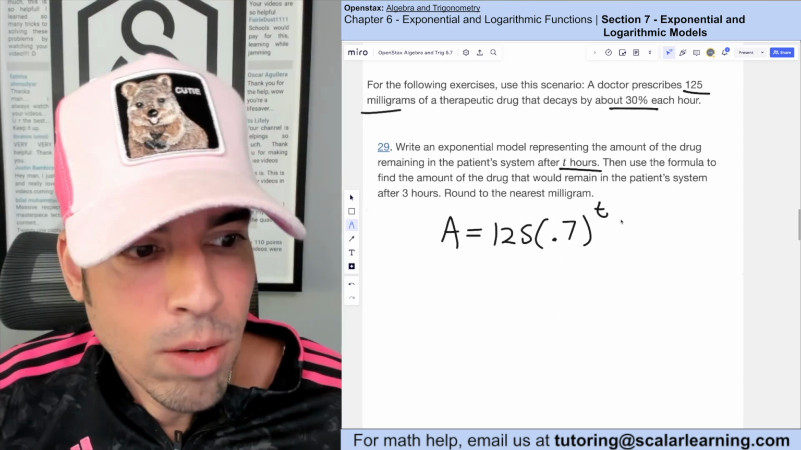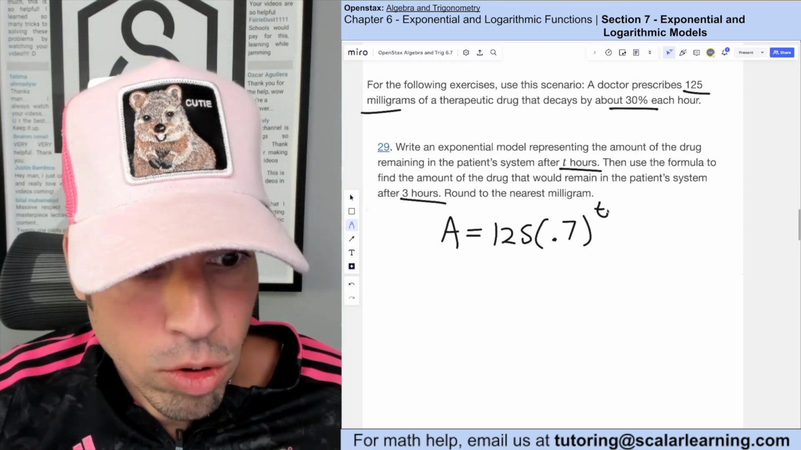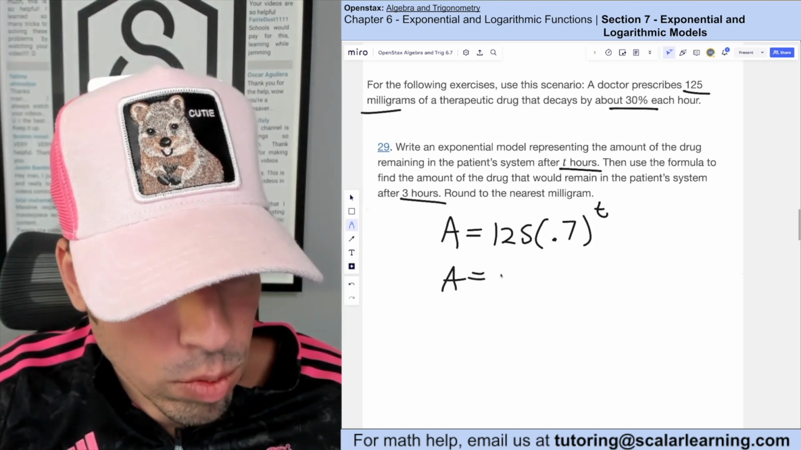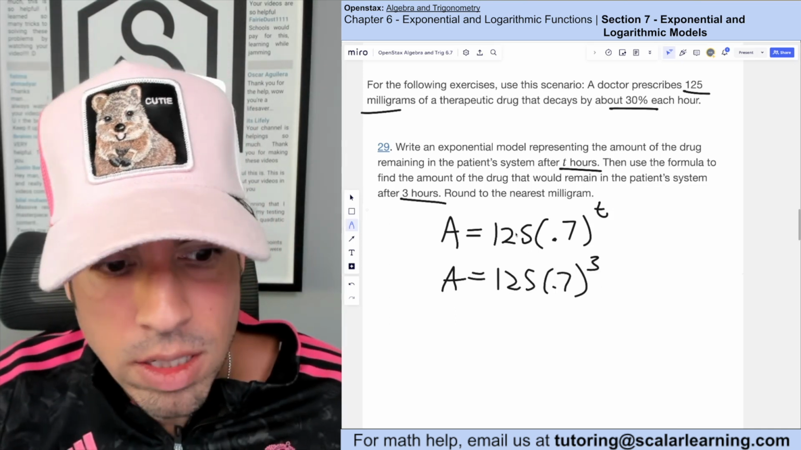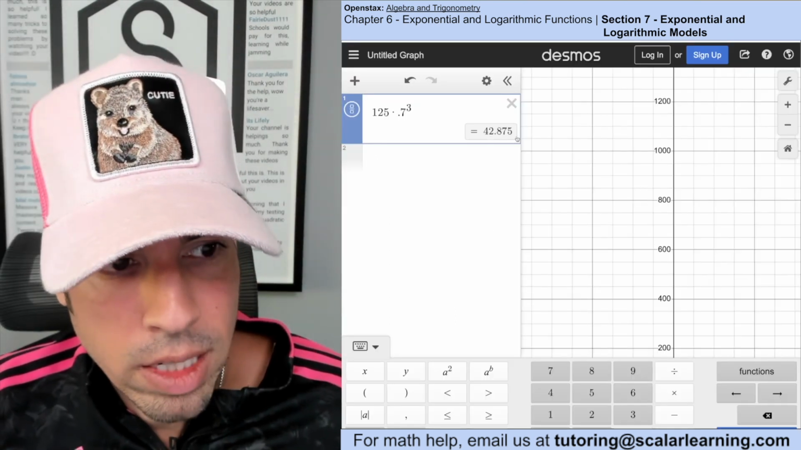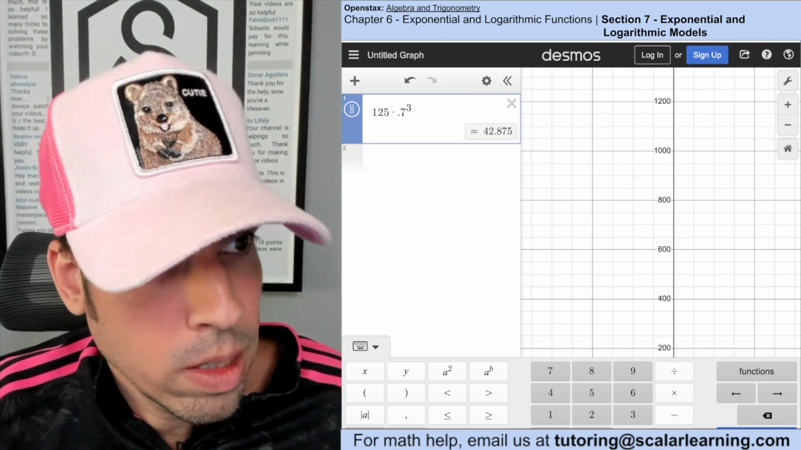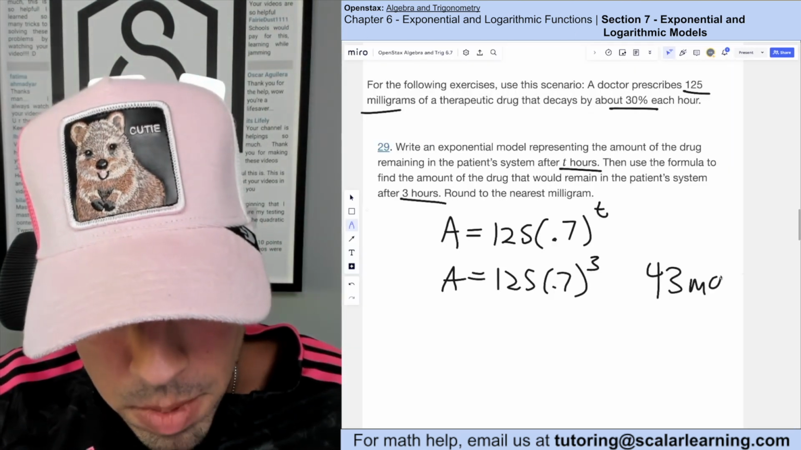Now we can use this to solve for 3 hours. So I'm going to plug in 3 for t, and let's see what we get. So plug this into Desmos and let's evaluate it. And here we get 42.875, which would round up to 43. So our answer would be 43 milligrams.